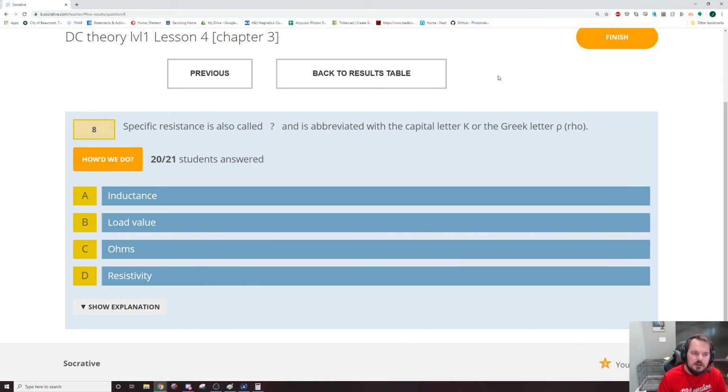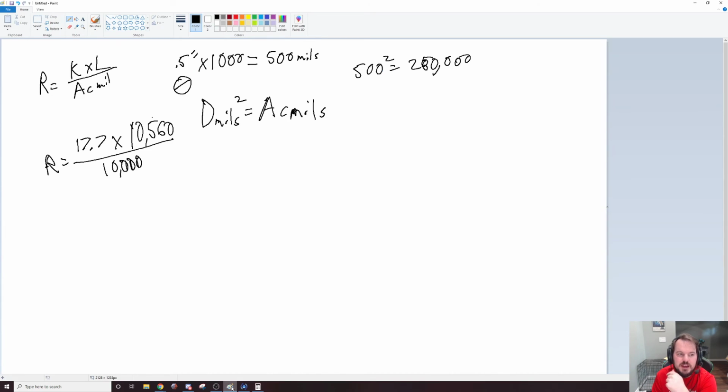All right. Specific resistance is also called resistivity and is abbreviated with the capital letter K or the Greek letter rho. I put it in parentheses. It's the K value in that formula that we had. Okay, so that was the last question.